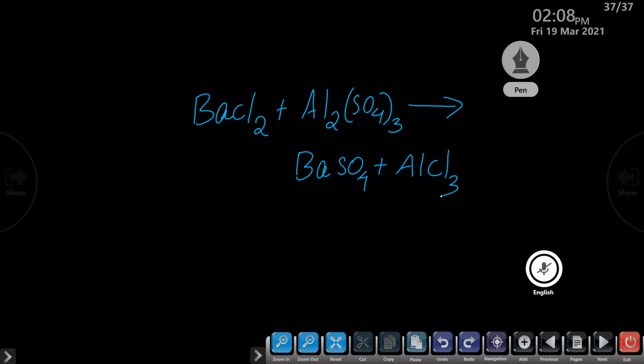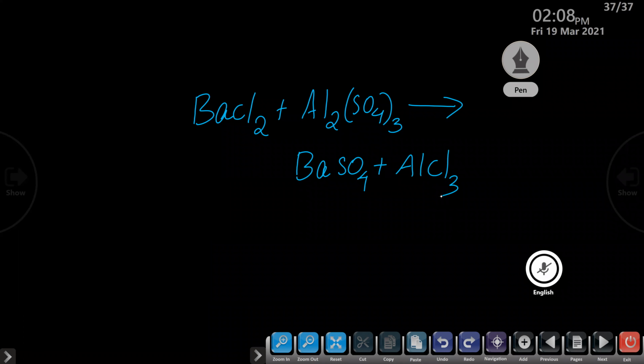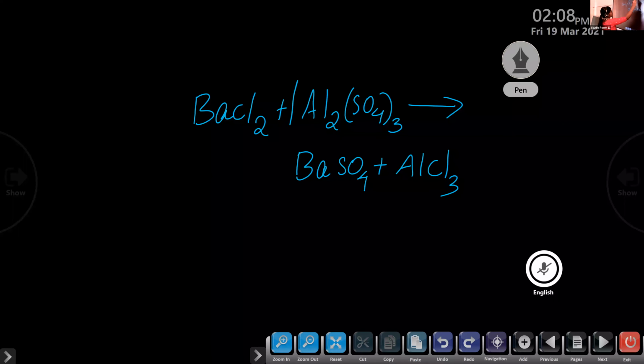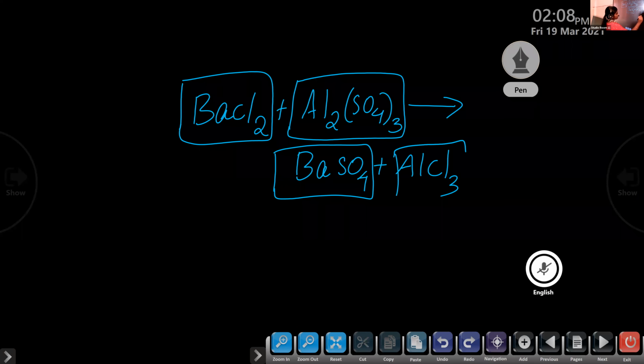We need to balance this equation. Did you balance this one? Anybody? Please say yes or no. Okay, tell me how to balance this equation. I told you first you have to just draw boxes, not to change anything inside the box. Then after that, we have to find the compound with the maximum number of atoms, which is aluminium sulfate, right? Al2(SO4)3.